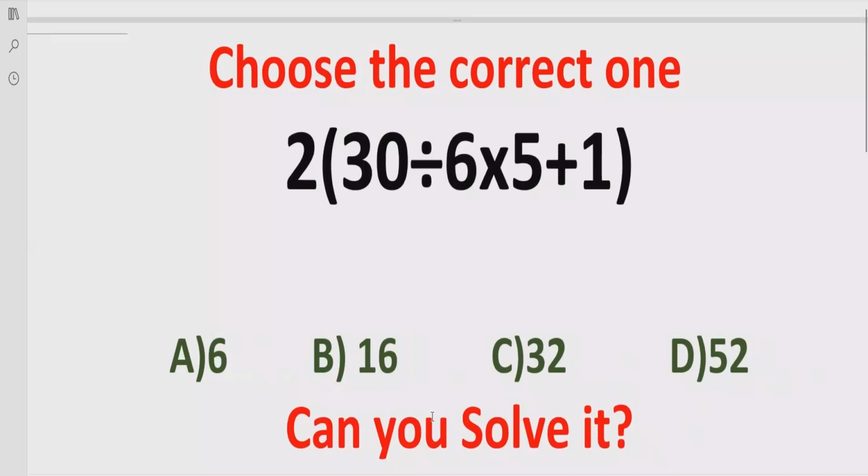Today we will solve another quiz which is related to arithmetic expression. The quiz contains the basic operation plus multiplication and division. So we have to solve this quiz using PEMDAS and BODMAS method and find out the correct answer. In the answer list we have four answers. A is 6, B is 16, C is 32 and D is 52. So let's see after solving it, which answer is correct?